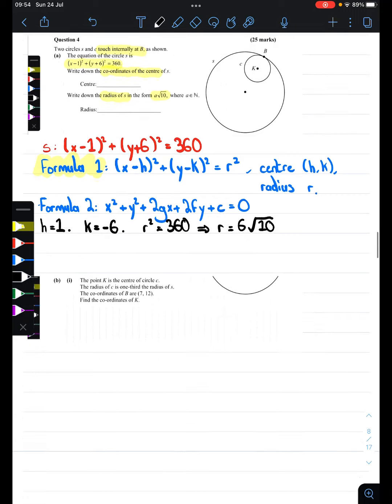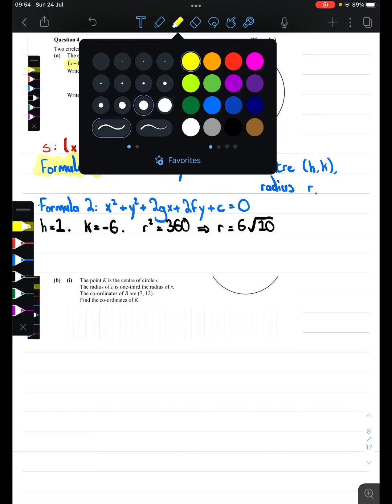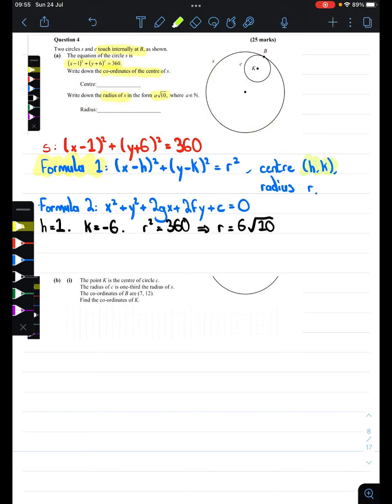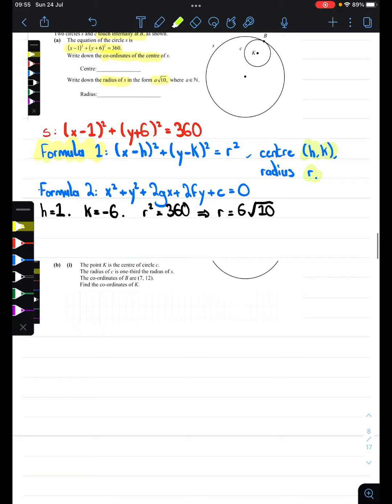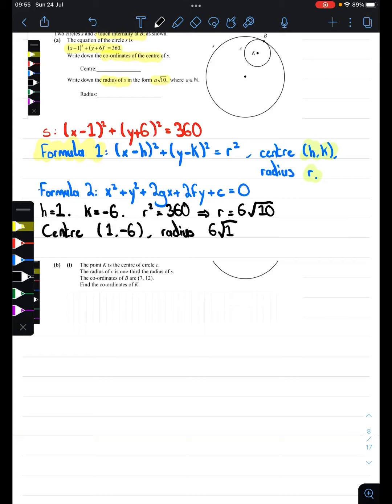So this has center (h, k) and radius r, and we found h and k, so it must have center (1, -6) and radius r, which is 6 root 10. Okay, so this is our answer, or answers.